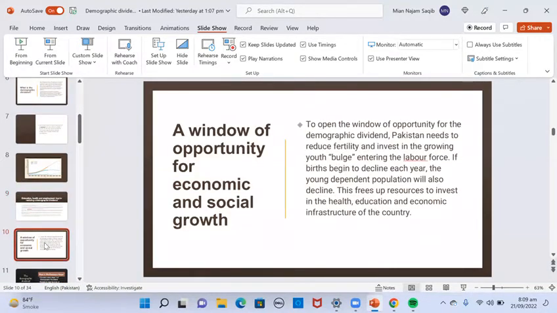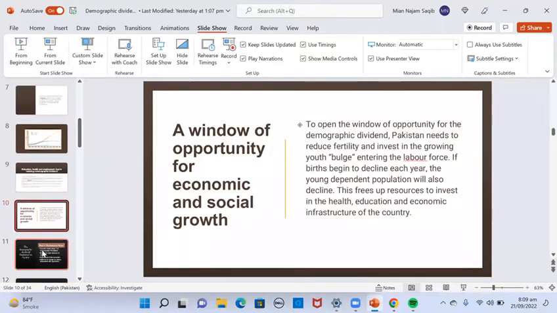To open up a window of opportunity for the demographic dividend, Pakistan needs to reduce fertility and invest in the growing youth bulge entering the labor force. If the births begin to decline each year, the young dependent population will also decline. This frees up resources to invest in the health, education, and economic infrastructure of a country.